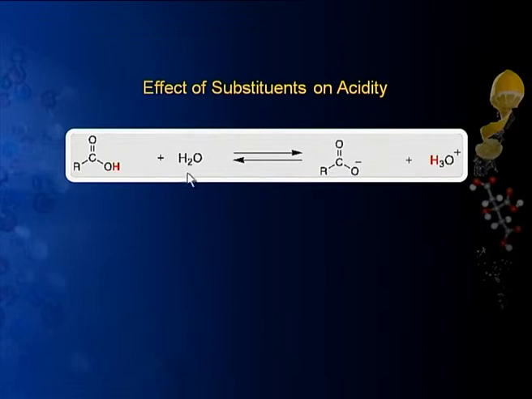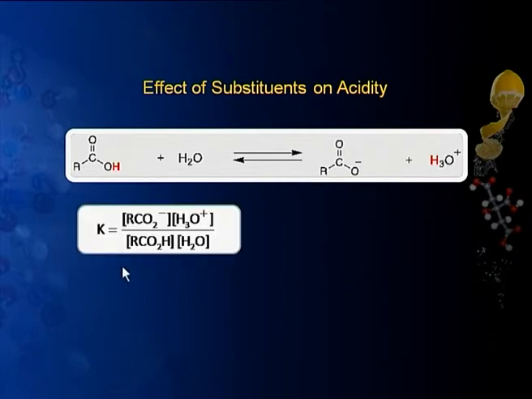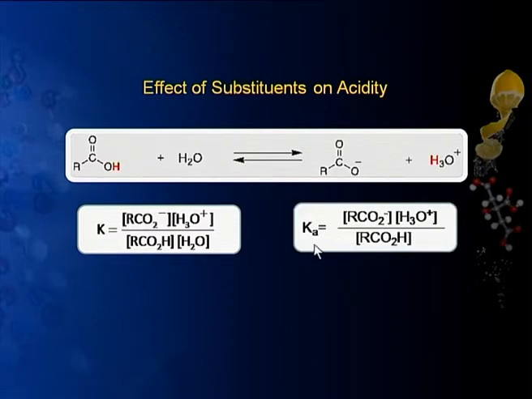Next, let us take the effect of substituents on the acidity of carboxylic acids. We use the same concept as we used in general for HA before. This is any carboxylic acid. When dissolved in water, an equilibrium is set up, it dissociates to give the carboxylate anion and H3O plus. We write the equilibrium constant: the concentrations of carboxylate anion and H3O plus divided by the concentration of carboxylic acid and water. We write Ka, in which we take the concentration of water as constant and multiply by this K. We get this equilibrium constant Ka called the acid dissociation constant, where we have these factors.